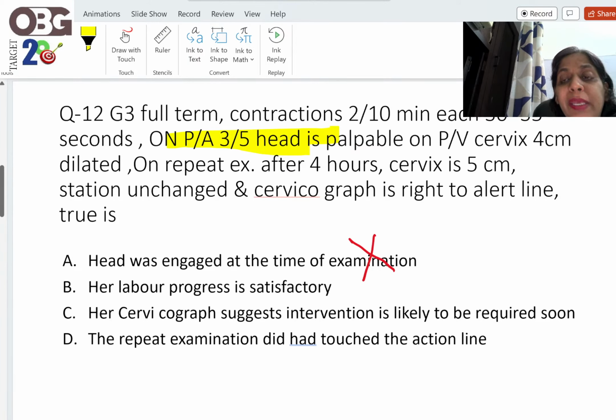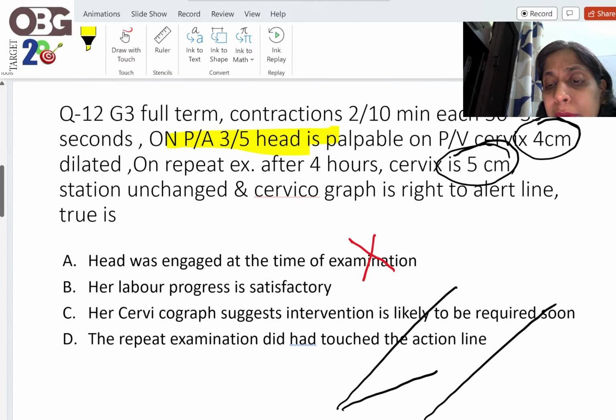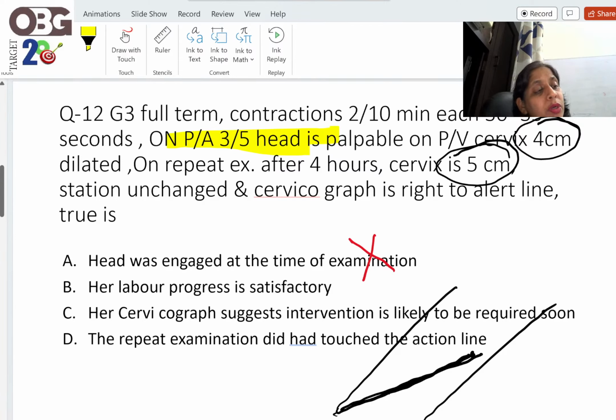Next, PV cervix 4 centimeter dilated, and on repeat examination the cervix is only 5 centimeter dilated. So in 4 hours it is only 1 centimeter dilated. So it is between the alert and action line. It would have crossed the action line if there was no dilatation. If there is no dilatation, then it crosses the action line.